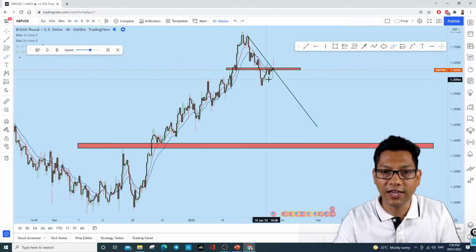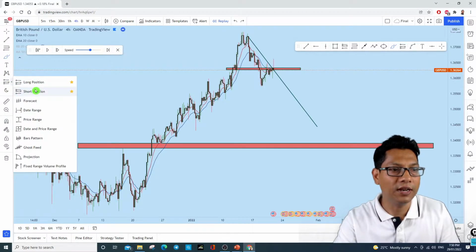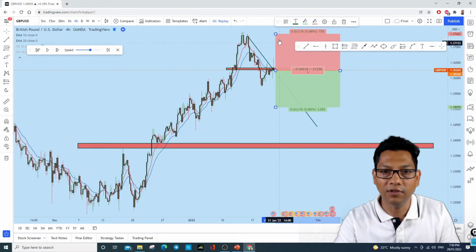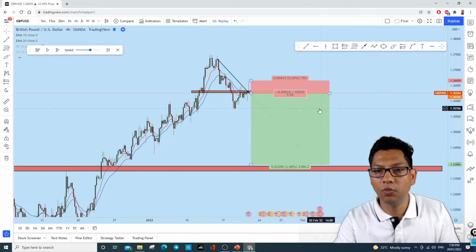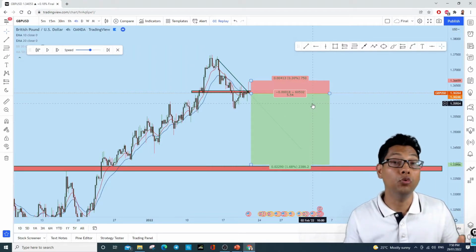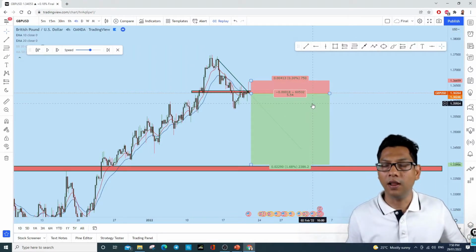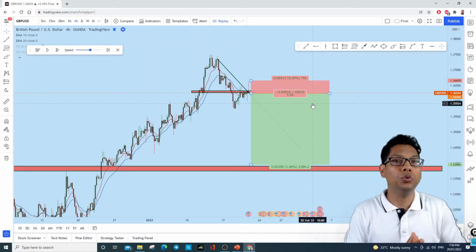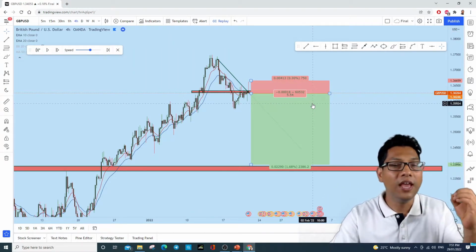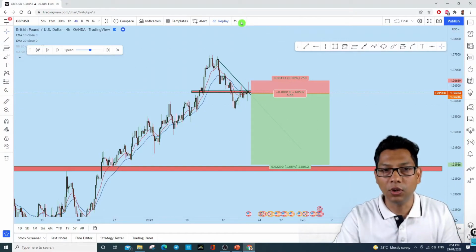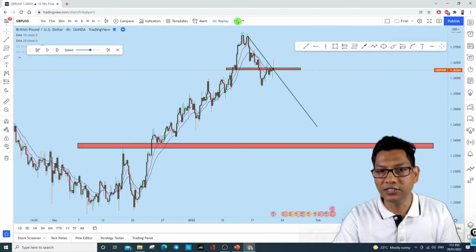So if we take this target, let's see how much risk to reward we are able to achieve. Entry here, stop loss above, and take profit here. So we can easily achieve 1 to 5.5, which is a huge risk to reward. I would say that 1 to 2 should be enough for taking a trade. So we also have the risk to reward ratio in this trade.